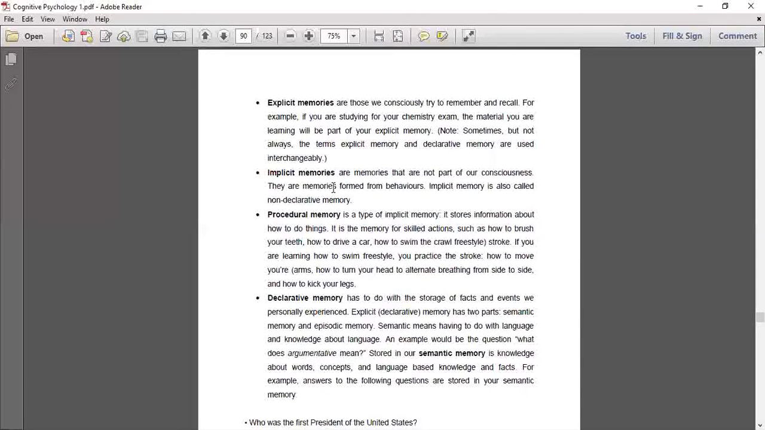You will notice these types of memory in accordance with what is written in between. Explicit memory is what we consciously remember or try to recall. For example, if you're studying for a chemistry exam or a psychology exam.